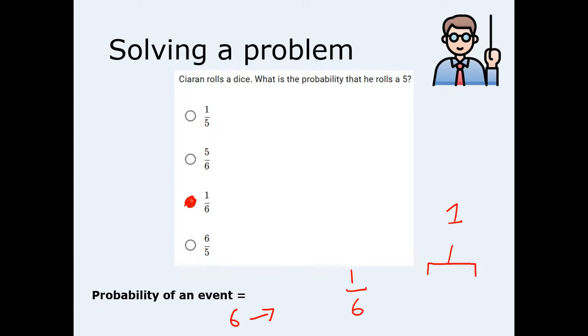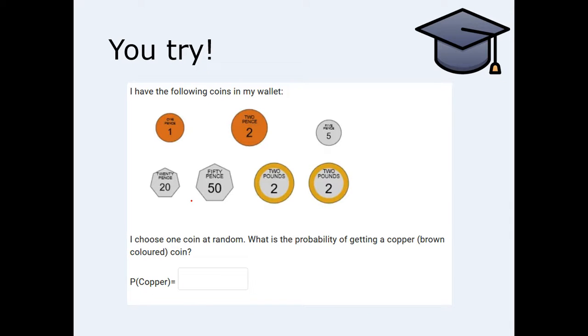So I want you to have a go at this one. Here are some coins in the wallet. One coin is chosen at random. What is the probability of getting a copper coin? So one of the brown coloured coins.